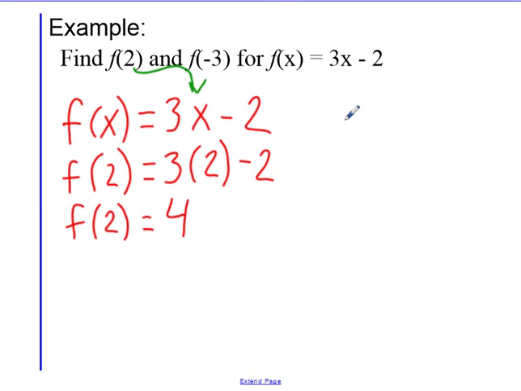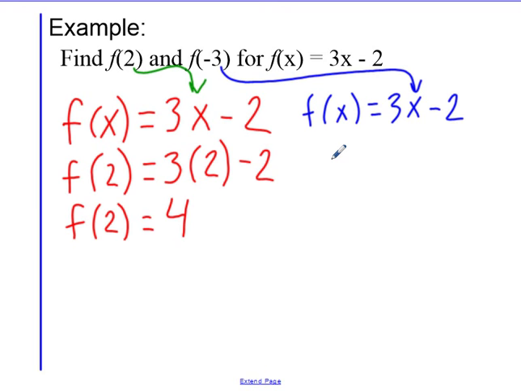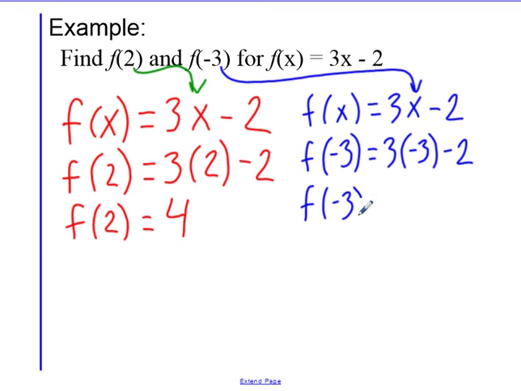To do f of negative 3, we use the same exact function, f of x equals 3x minus 2. But now we're going to take a negative 3 and plug it into the x. So what is f of negative 3? It's 3 times negative 3 minus 2. After we work out the math on the right side, negative 3 times 3 is negative 9. Negative 9 minus 2 would be negative 11.